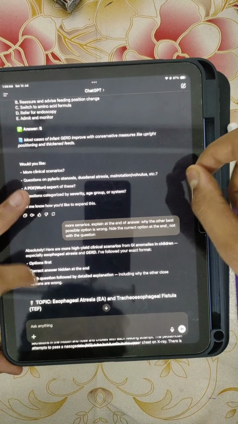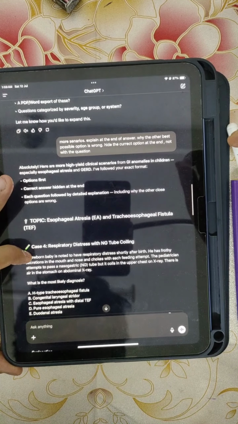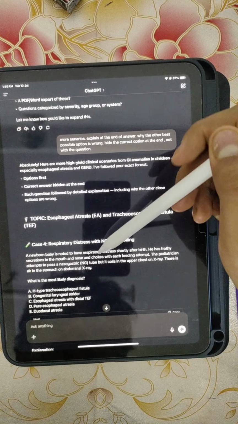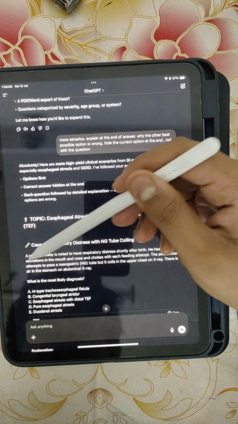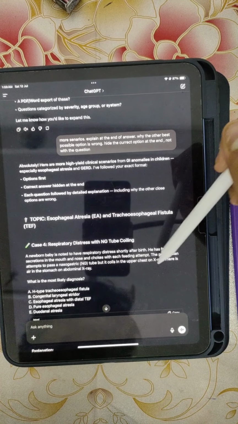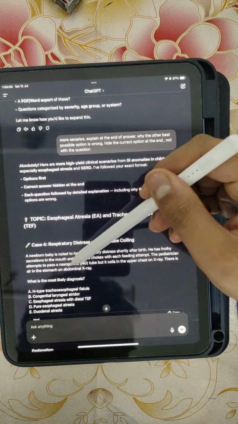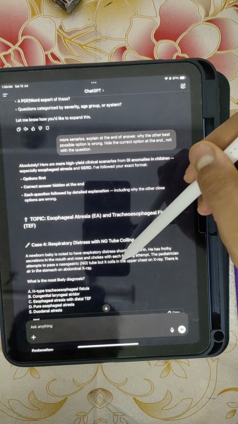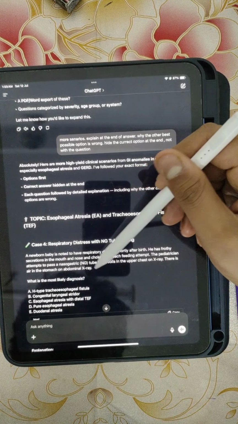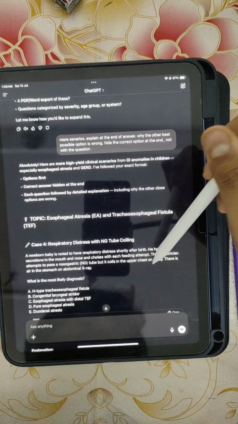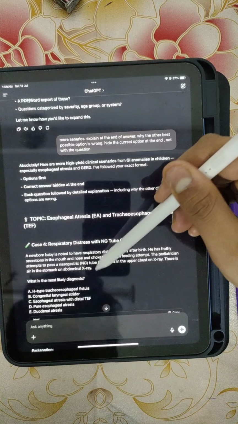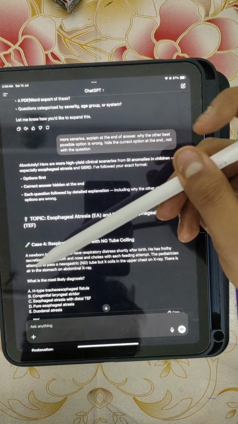Okay, so let's take more scenarios. A respiratory distress with an NG tube coiling. A newborn baby is noted to have respiratory distress shortly after birth. He has frothy secretions in the mouth and nose and chokes with each feeding attempt. The pediatrician attempts to pass a nasogastric tube, but it coils in the upper chest on X-ray. There is air in the stomach on abdominal X-ray. What is the most likely diagnosis?